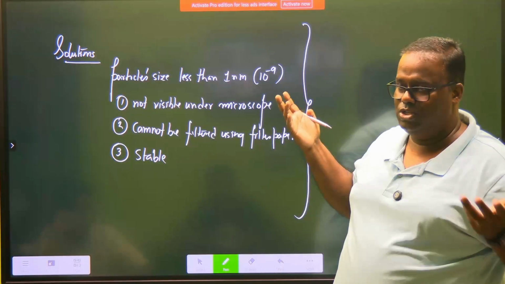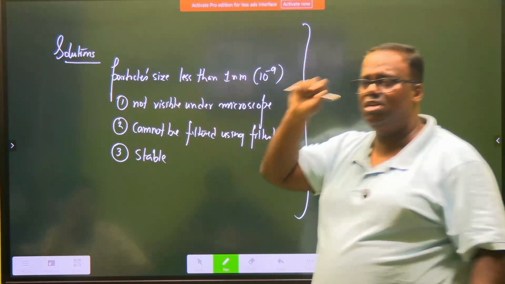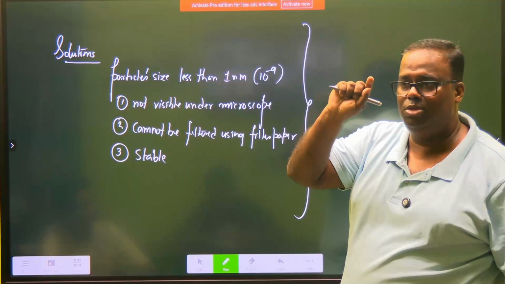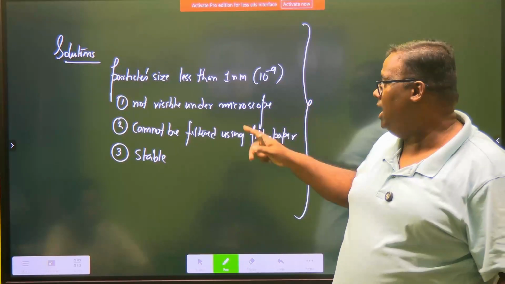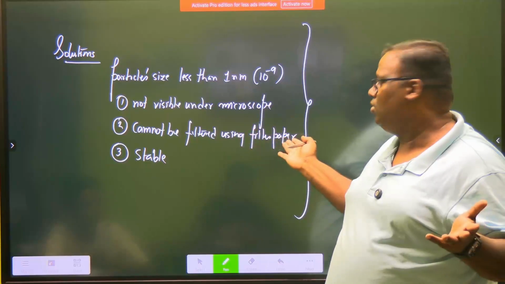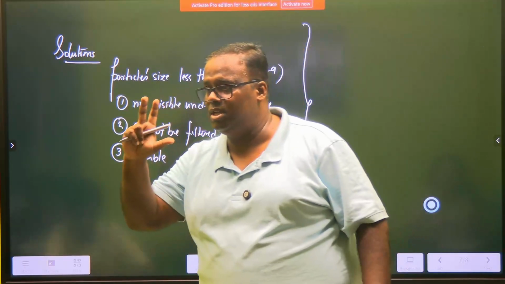So that's not a solution. That's a heterogeneous mixture. Then the particle sizes of solutions are very small. They're in the size of 1 nanometer, which does not make them visible even under a normal microscope. And they cannot be filtered using normal filter paper. So you can't separate it out. And a solution is very stable.